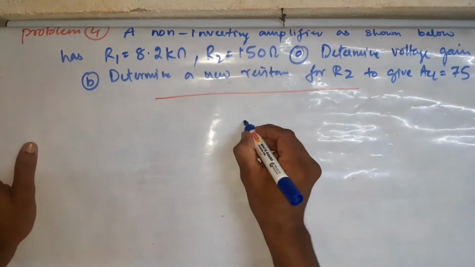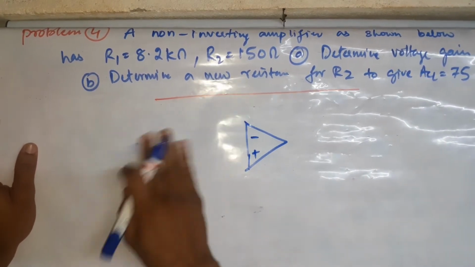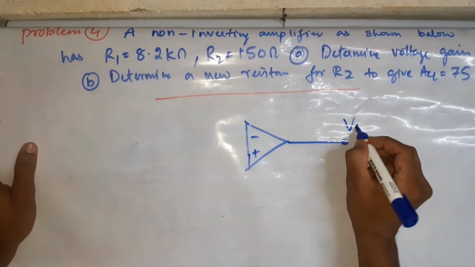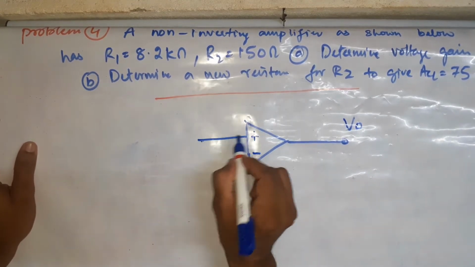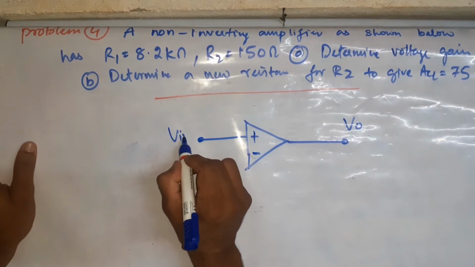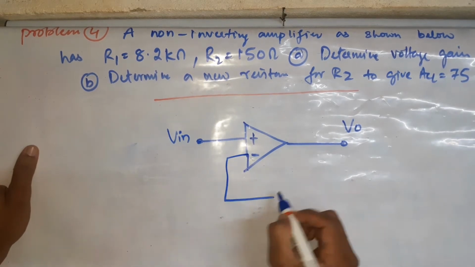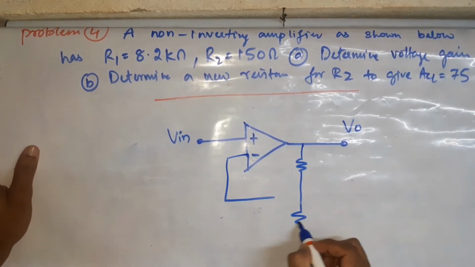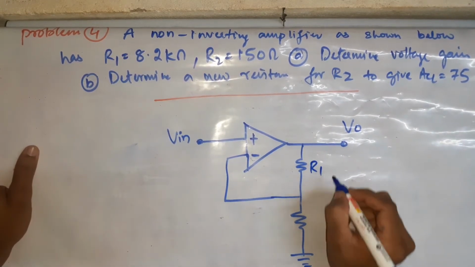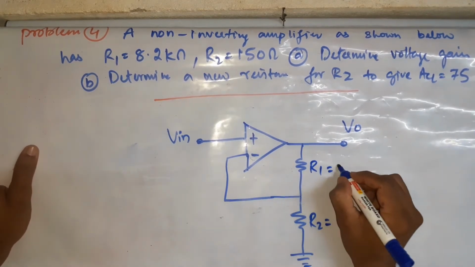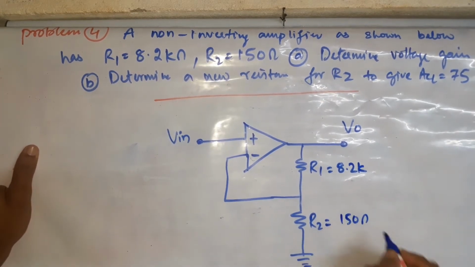So as per the given notations, V0, here it is plus, here it is minus. So non-inverting, right? So Vin is applied to plus, minus is given here like this. This is your R1, this is your R2. R1 is given as 8.2K, R2 is 150 ohms. This is your given circuit.